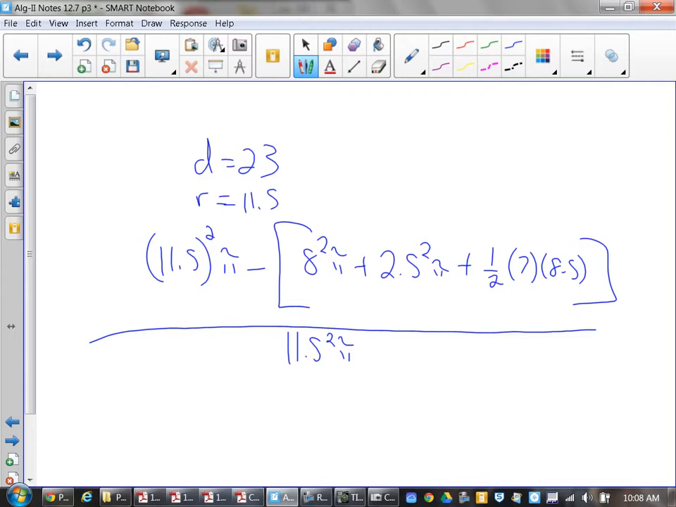Yes, sir. Otherwise, you're dividing by whatever 11.5 squared is, and then you're going to multiply it by pi, because that's what the calculator thinks you're doing. Okay? You have to have parentheses around it. You have to have parentheses.